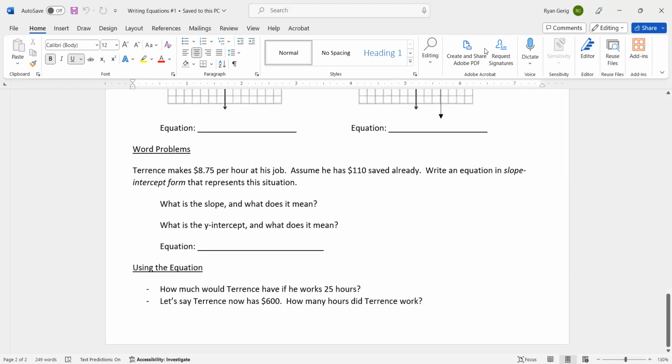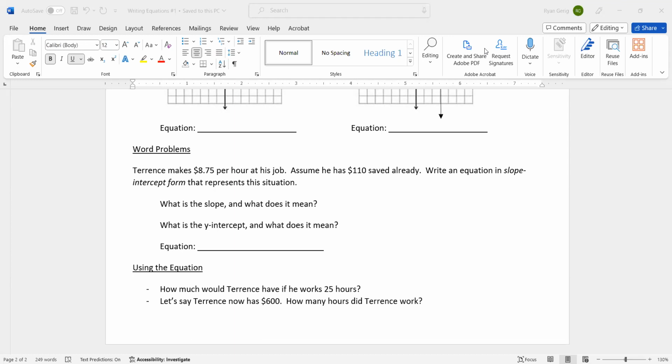Now, word problems. You're doing the exact same thing you just did with the graph, only with a word problem. You're trying to find the slope and you're trying to find the y-intercept. If you can do that, you can make your equation and then answer some questions from it. And that's what we're going to do here.